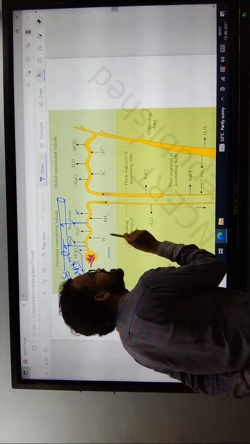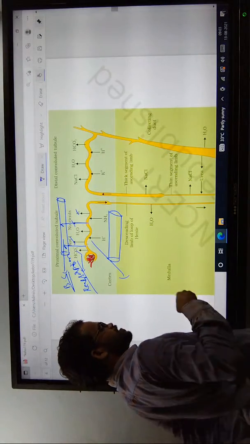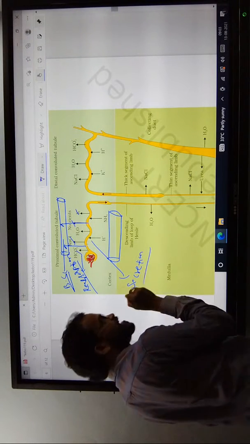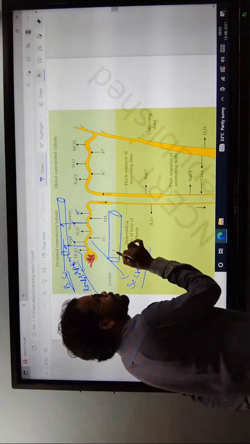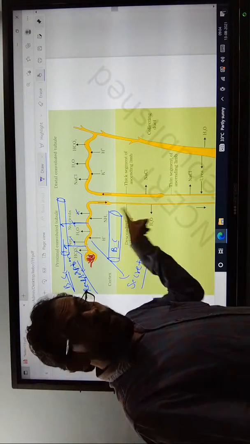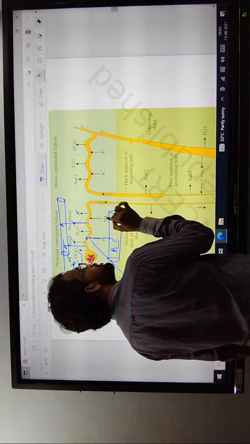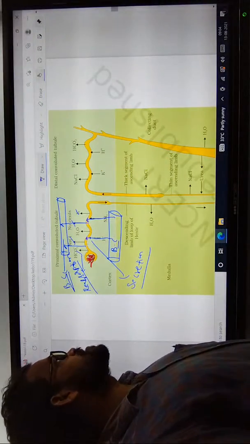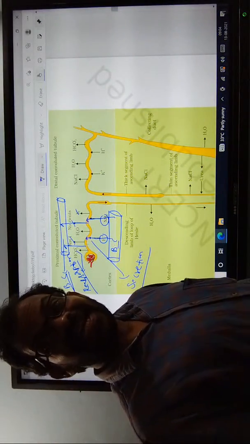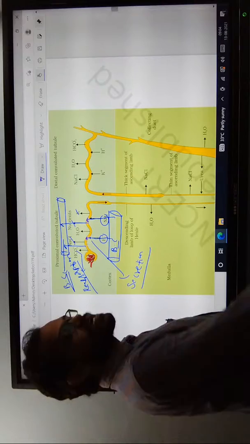These arrows indicate secretion. Secretion means waste material moving from the blood capillaries into the renal tubules. That is hydrogen ions and ammonia. They are secreted from the blood capillaries into the renal tubules. You can see H plus, ammonia, creatinine, and drugs. All this waste material passes from the blood capillaries into the renal tubules.